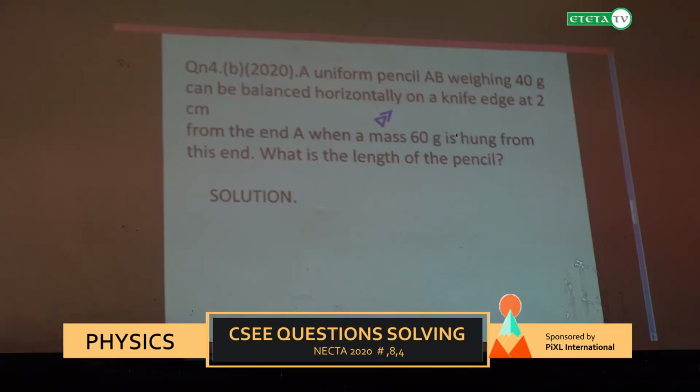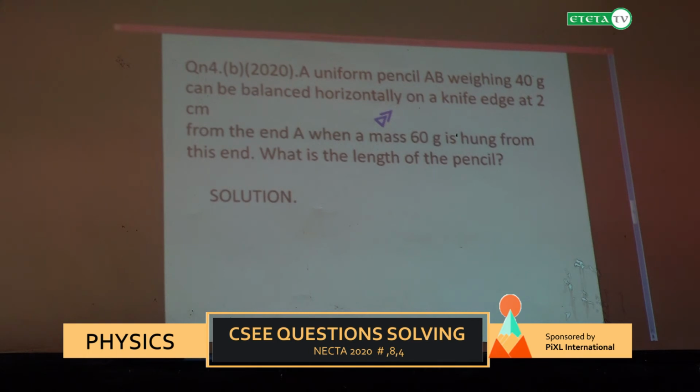A uniform pencil, AB, the weight of the pencil is 40 gram, can be balanced horizontally on a knife edge at 2 centimeters from the end A, when a mass of 60 gram is hanged from this end. Now the question said, what is the length of the pencil? So we are required to find the length of the pencil. Are you together?